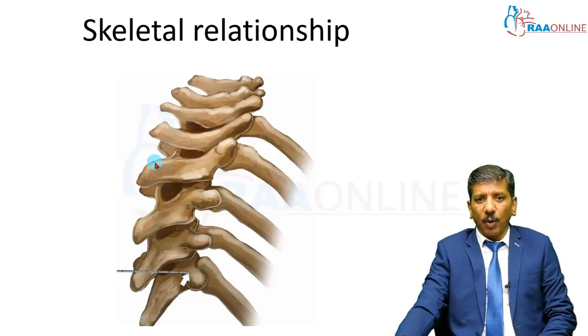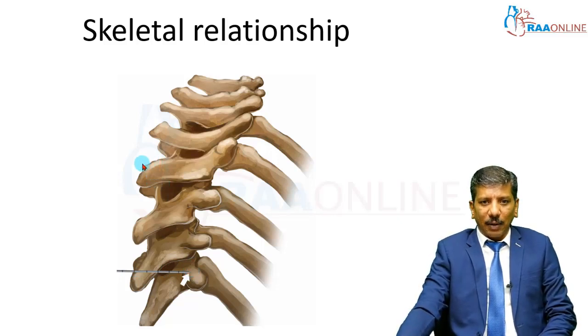Suppose you want to give a block at T3 level, then you should choose T2 rather than T3, because if you choose T3, then the corresponding transverse process will be T4. Ideally, for cardiac and thoracic procedures, we should either choose T4 or T5 vertebra, because that is almost at the midpoint of the thoracic dermatomal distribution.